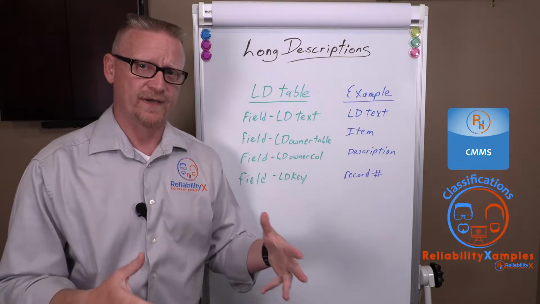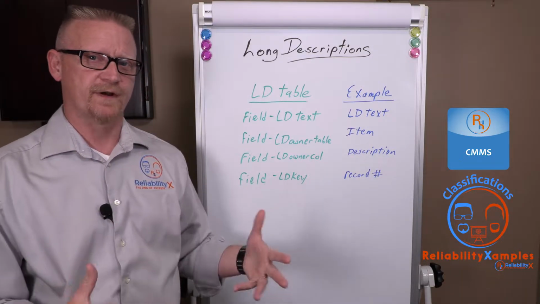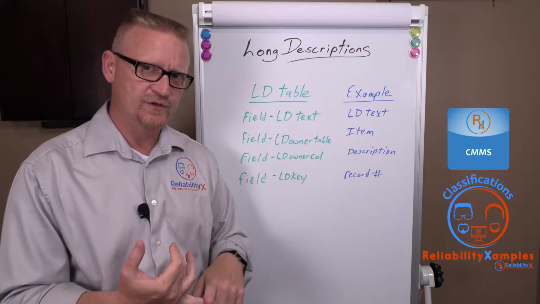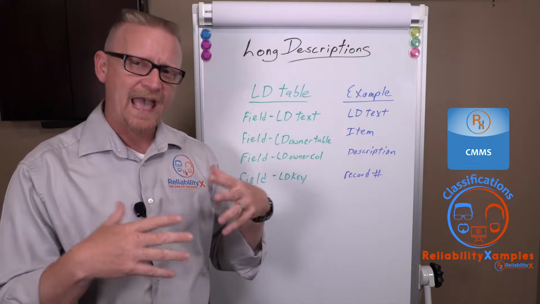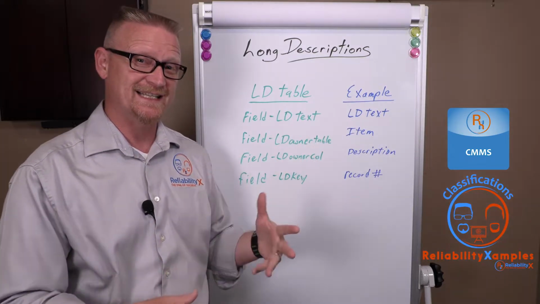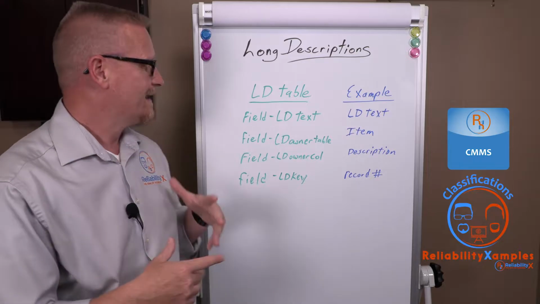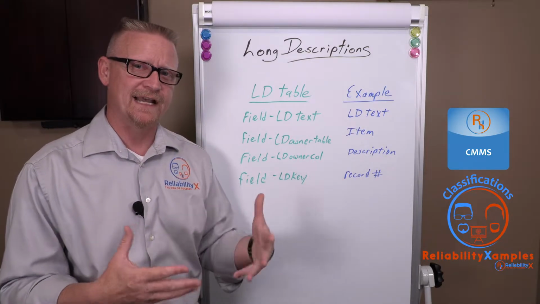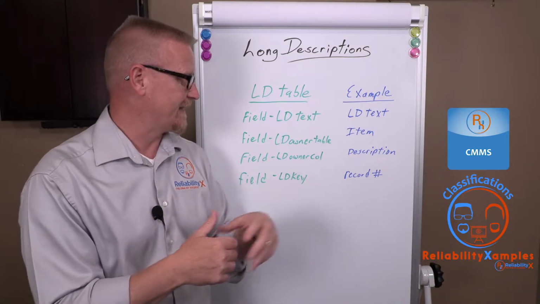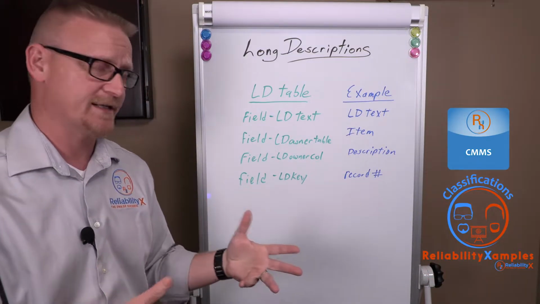So in most CMMS or EAM systems, the long descriptions are captured in a single table. It doesn't matter if you're at the inventory record or the work order. Everything that you can expand on and put into a longer description exists within one table. And that table uses unique identifiers to know where to go to get that information from the long description text that you typed.